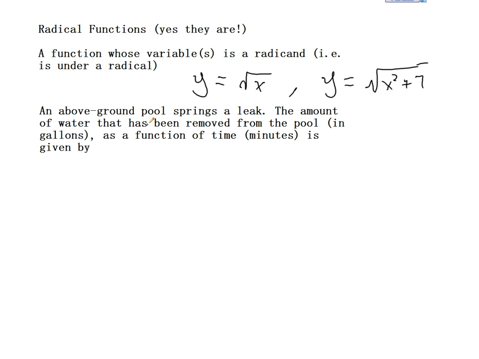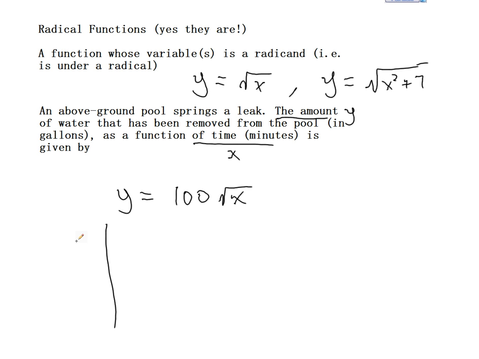So let's suppose that we have an above ground pool and it springs a leak. The amount of water that has been removed from the pool in gallons is a function of time. So we'll just use y and x. We'll say y is the amount in gallons, x is the time in minutes, and let's say that model is y equals 100 times the square root of x. Well, what does that mean? That means we would be able to determine the amount of water that's been leaked out depending on how much time has passed.